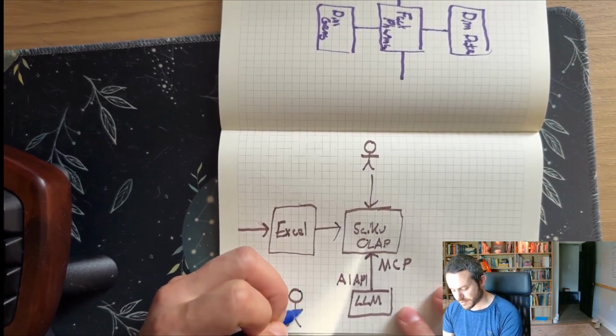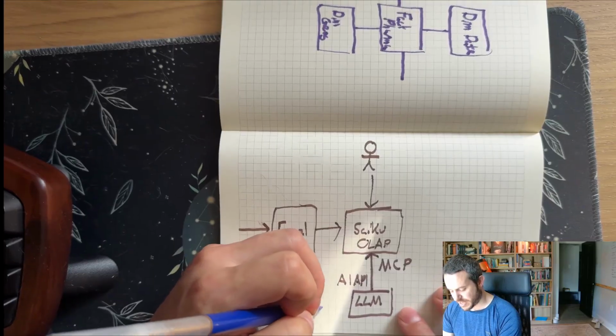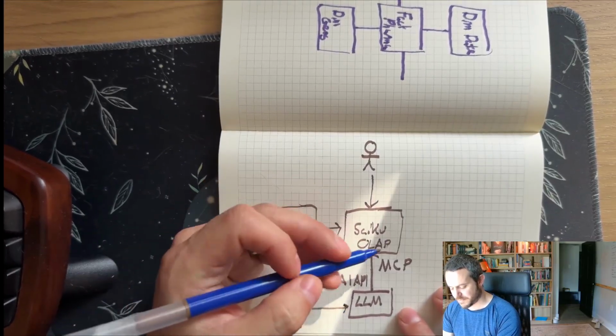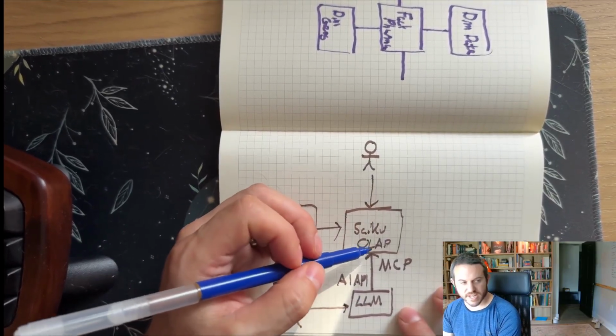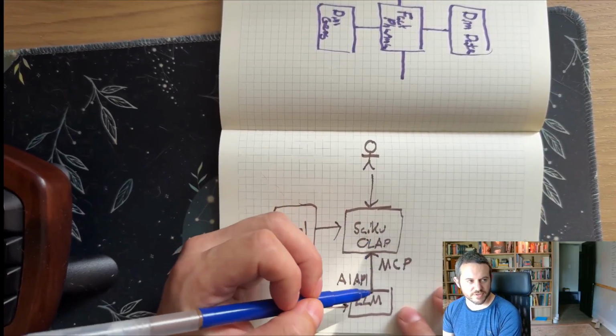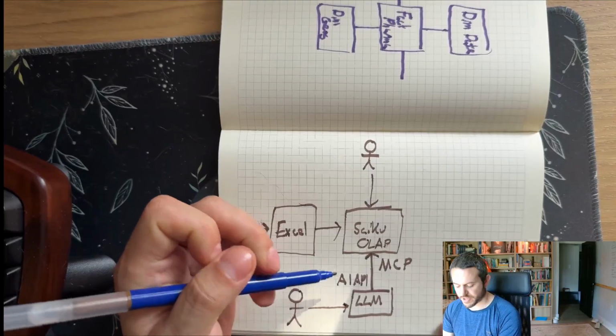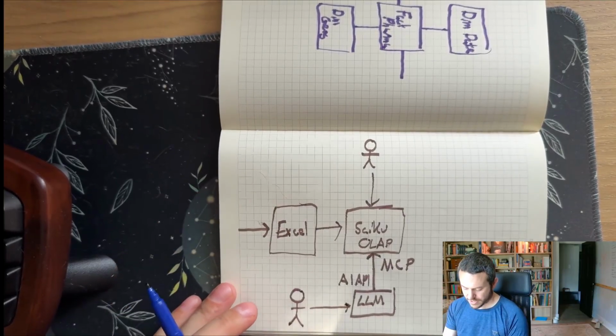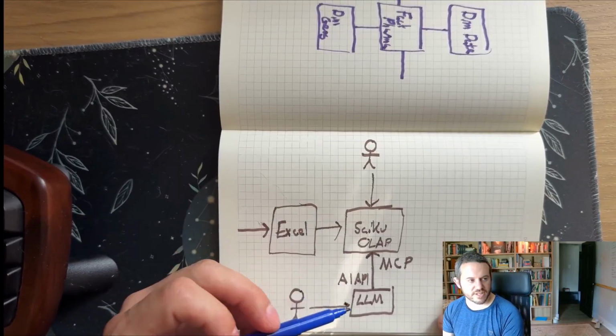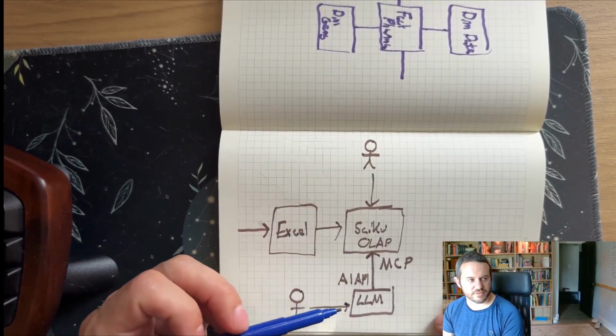So, another stick person. There we go. Stick person types something in. Request goes to LLM. LLM then queries Seku. Seku gives it a response. Response goes back to Stickman. So that allows us to then build out an interaction that we're going to try in a minute.